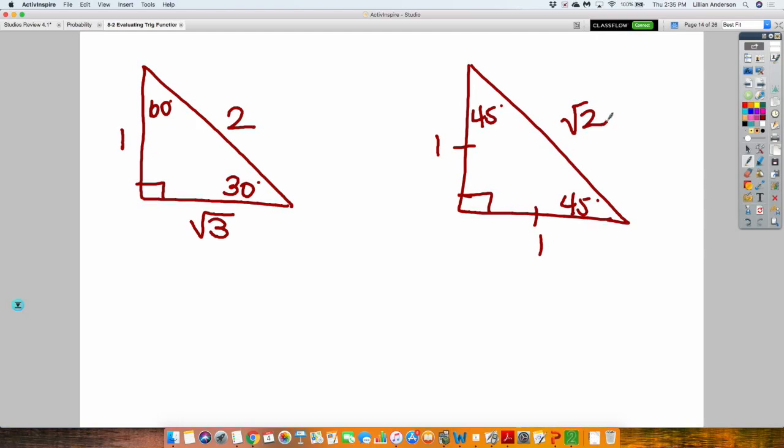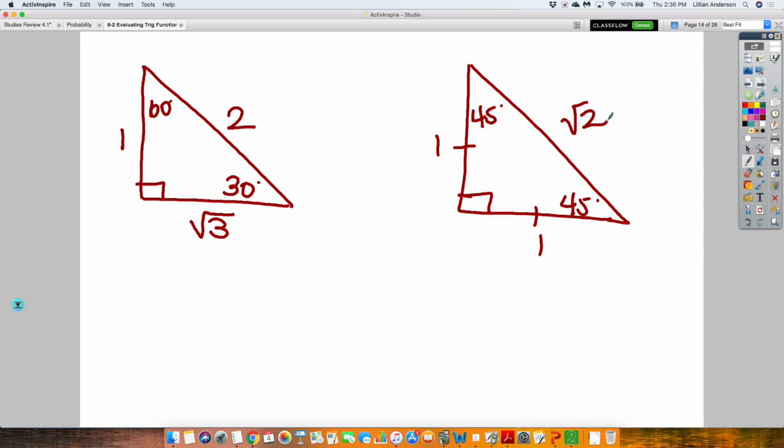This is old geometry: special right triangles. This is also on the SAT and the ACT. Being able to know and recognize those side lengths is going to help you out. On the SAT it's given to you; on the ACT it's not. So, depending on what test you take, it might be given to you.